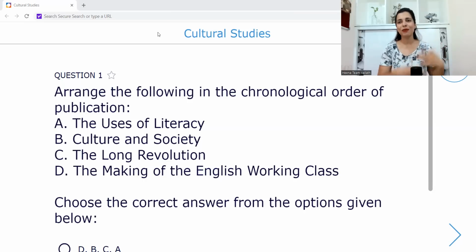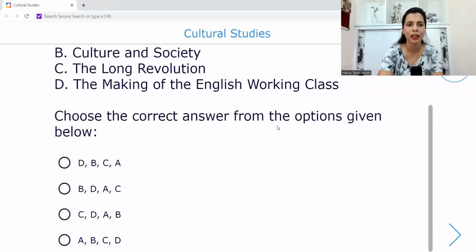Okay. Let's start with cultural studies today. The topic of discussion for Net Cracker Q&A, 20 questions of the day. Question number 1, arrange the following in the chronological order of publication. The 4 works are A, The Uses of Literacy, B, Culture and Society, C, The Long Revolution, and D, The Making of the English Working Class. So you have to arrange them chronologically in the order of their publication. You'll be given options like this. So here are the options. Can you tell me?